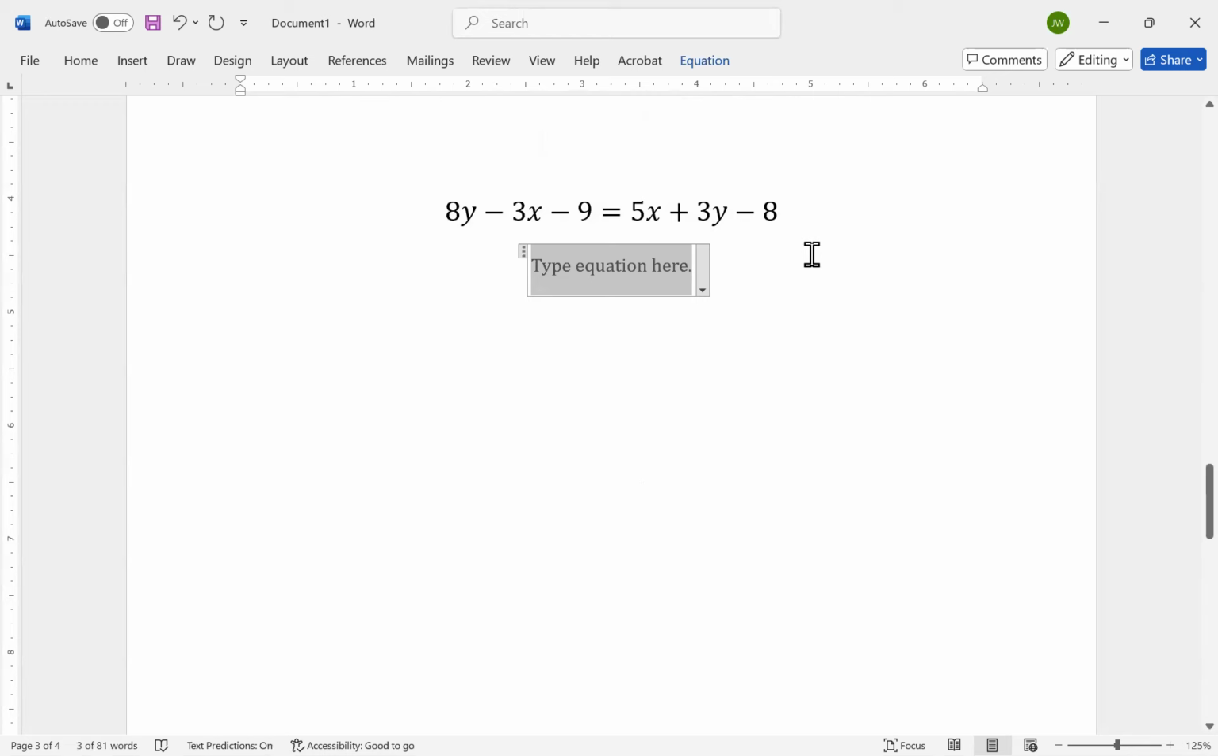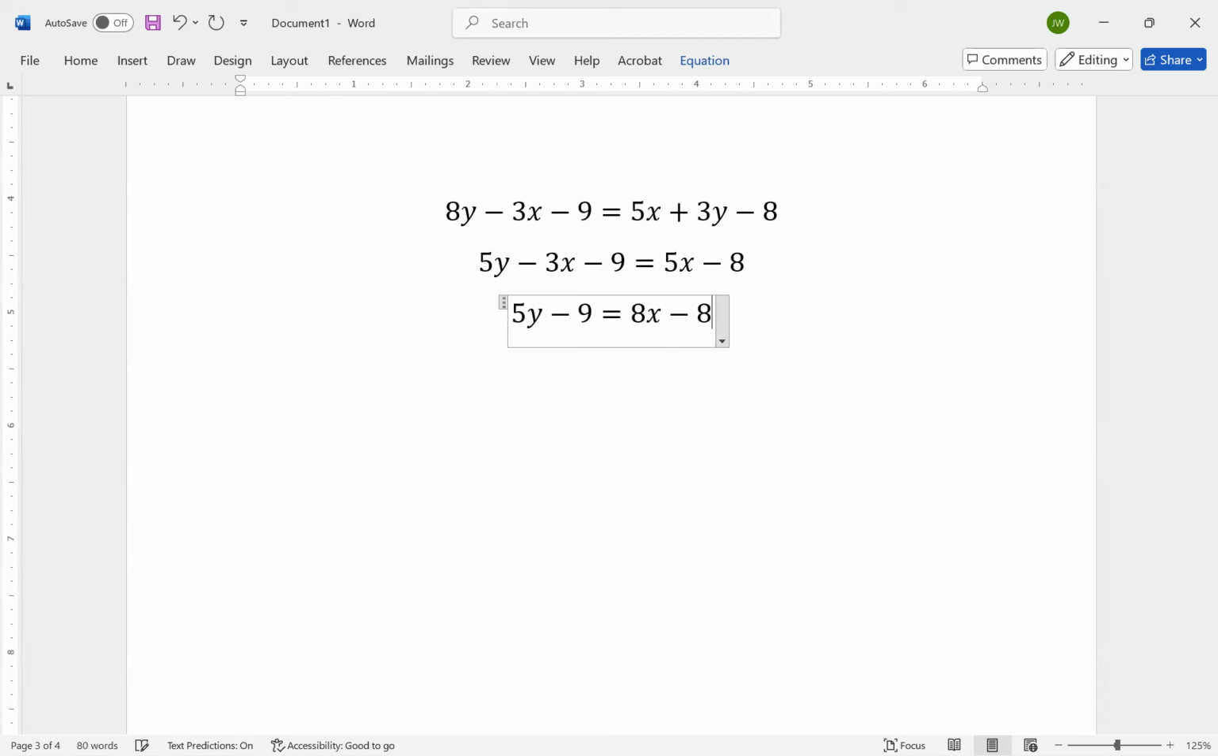We have to do a little bit more algebra in this second equation, but not that much more. I would start out by subtracting 3y from each side. If I do that, I get 5y minus 3x minus 9 on the left. And then if I subtract 3y on the right, I get 5x minus 8 on the right-hand side. Then I'd add 3x to both sides. If I add 3x to the left, I get 5y minus 9. If I add 3x to the right, I get 8x minus 8.